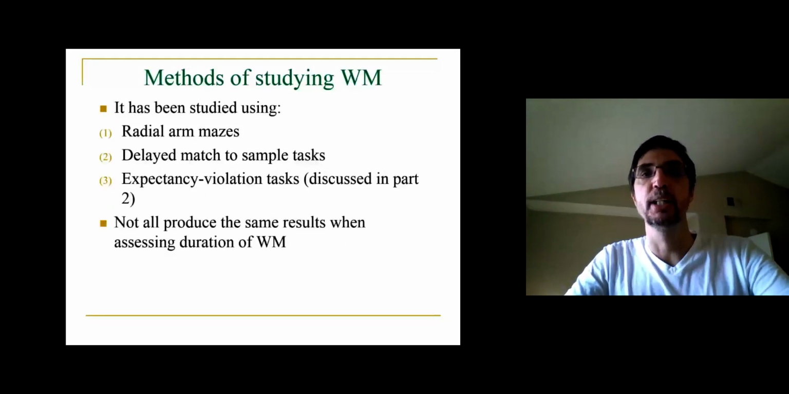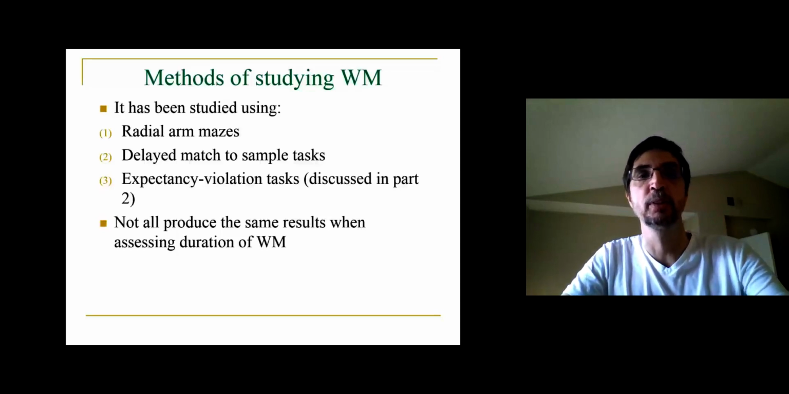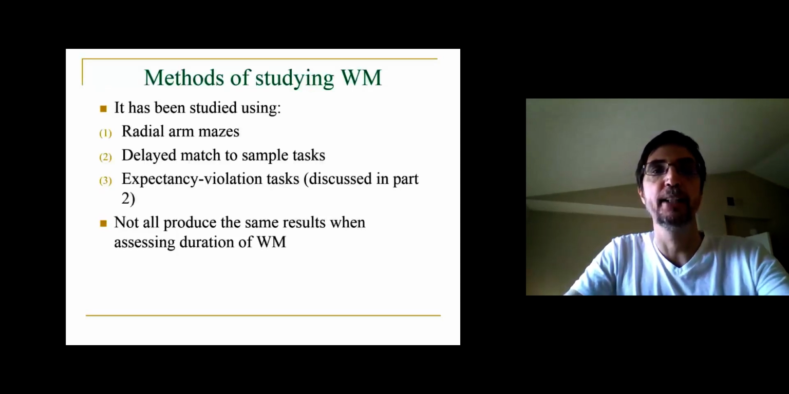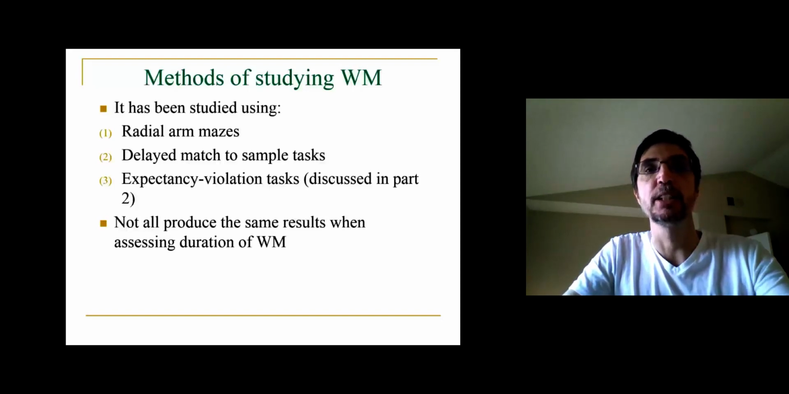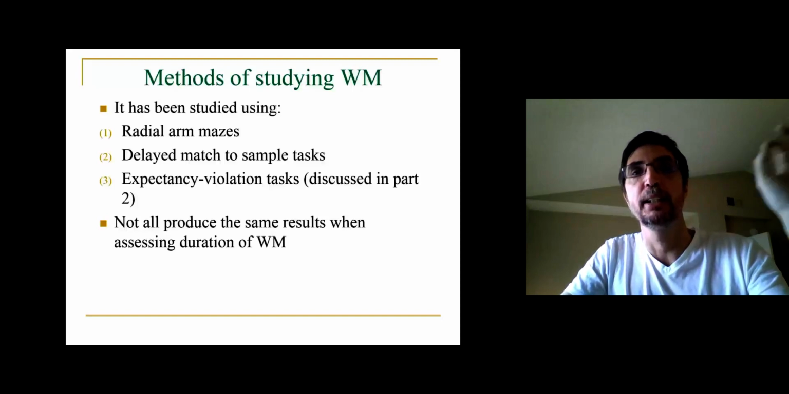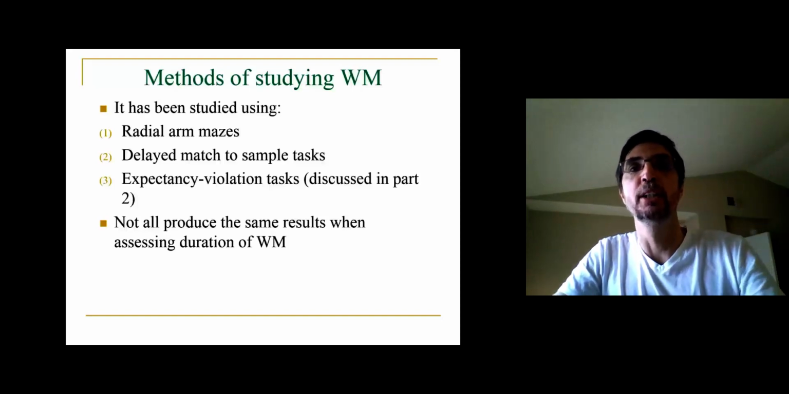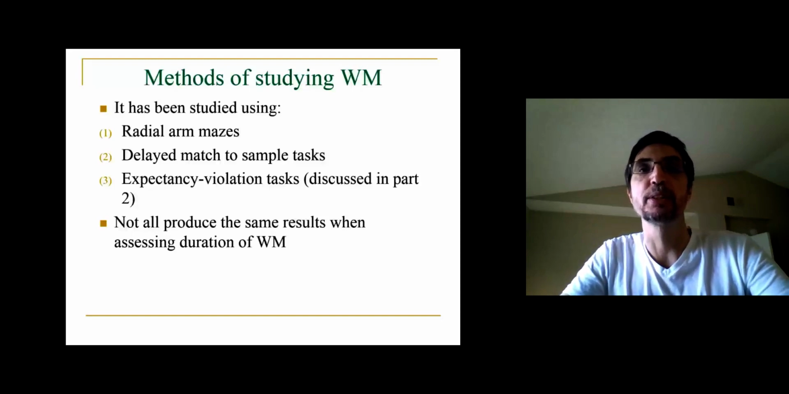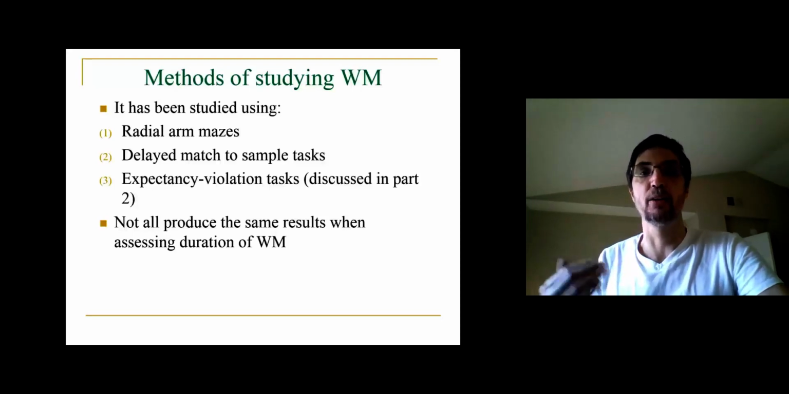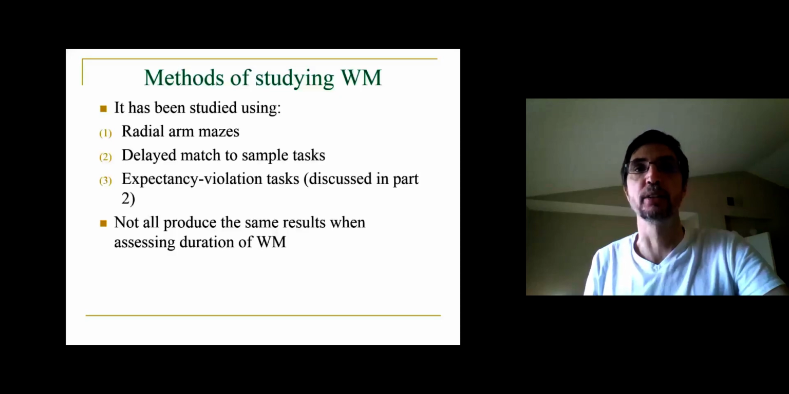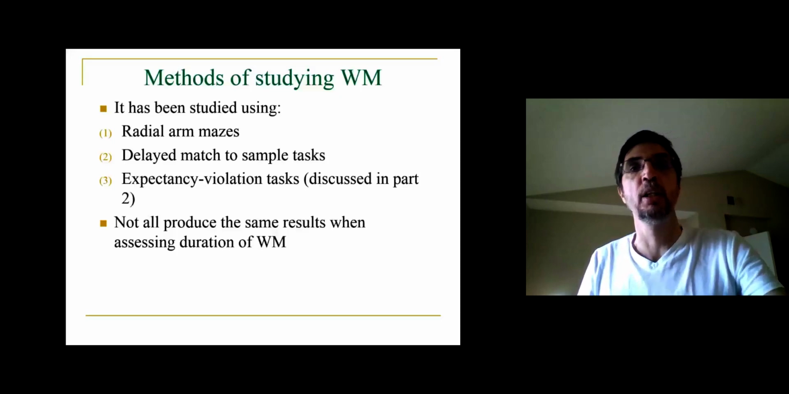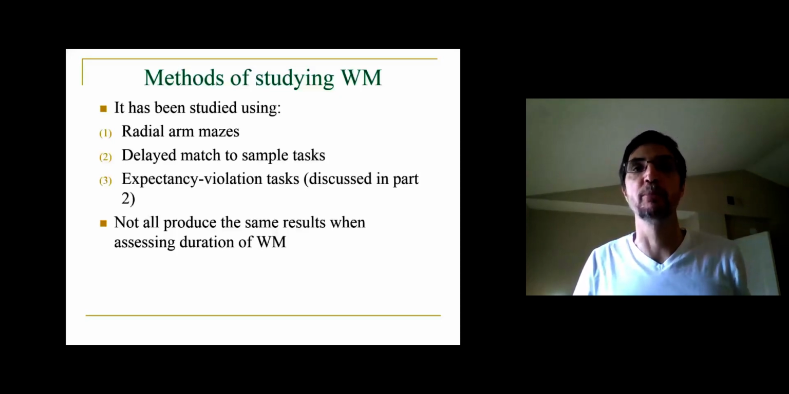Alright, so methods for studying working memory in animals. It's been studied using what are called radial arm mazes, delayed match to sample tasks, and expectancy violation tasks. And the latter is the one that we're going to be discussing in the second part. But as I telegraphed earlier, not all of these measures produce the same answer as to the duration of working memory. They give you different answers for the same species of how long animals can store information.